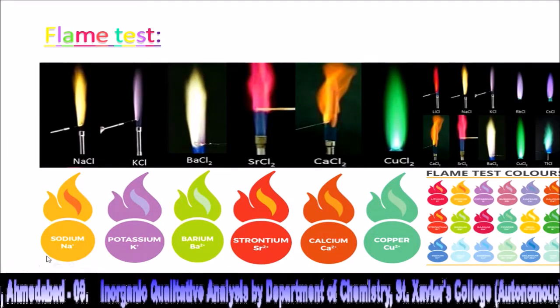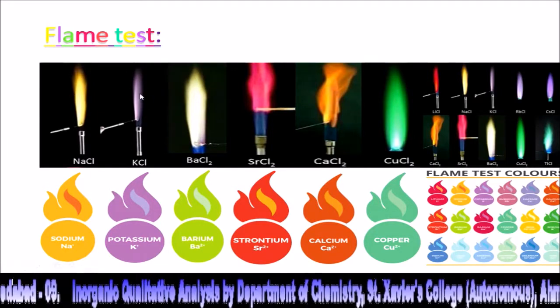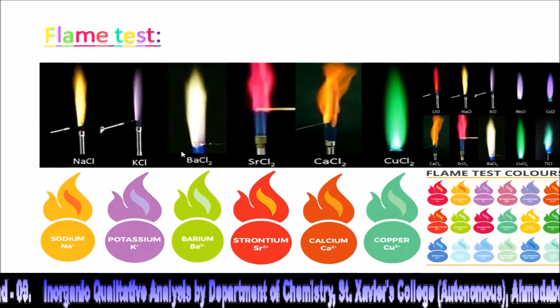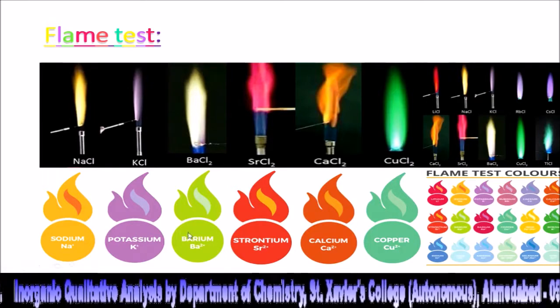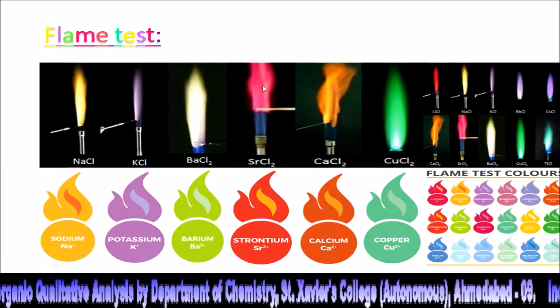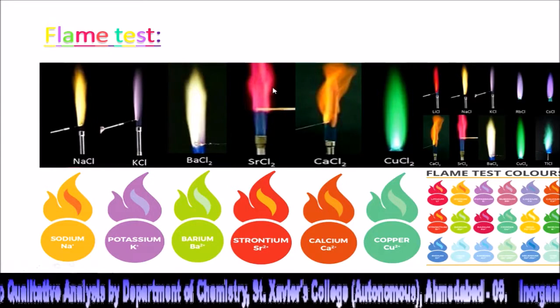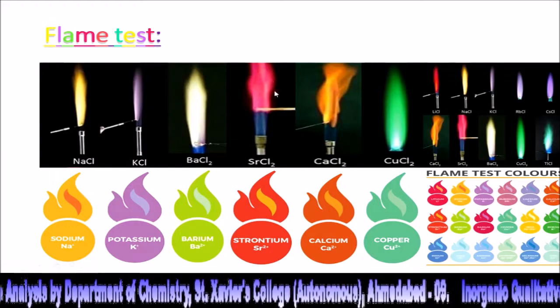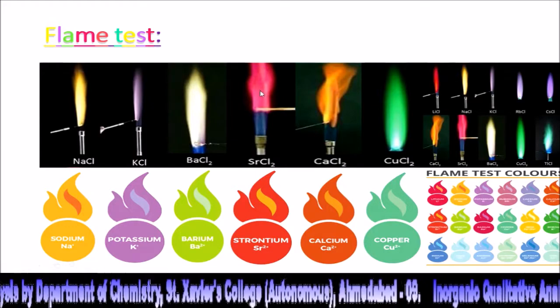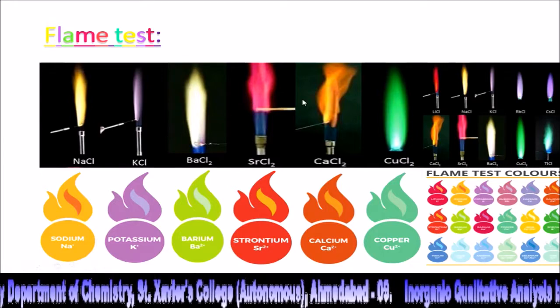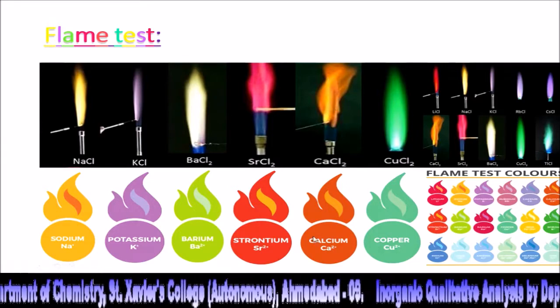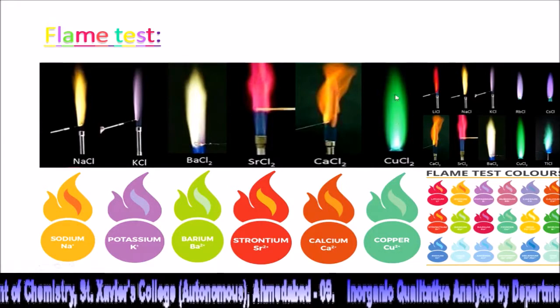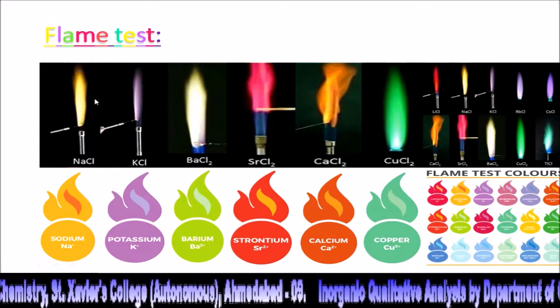Stable golden yellow, Na plus is there. Pinkish violet, that is potassium. Apple green like this one, it is barium. Crimson red, it is strontium, and when you apply a cobalt glass, this crimson red will look like violet. Brick red color, that is of calcium, and bluish green, that is copper.